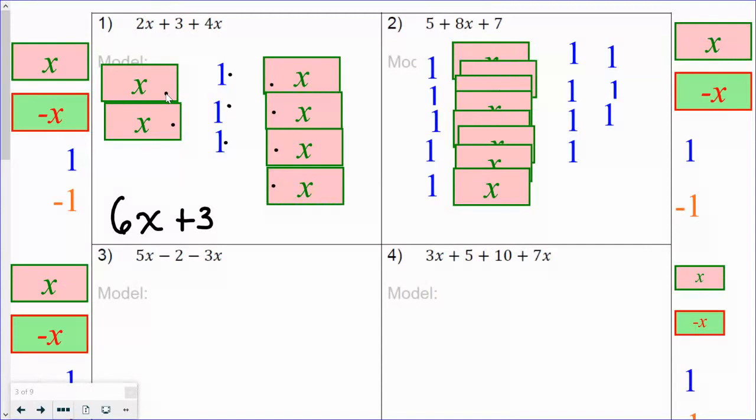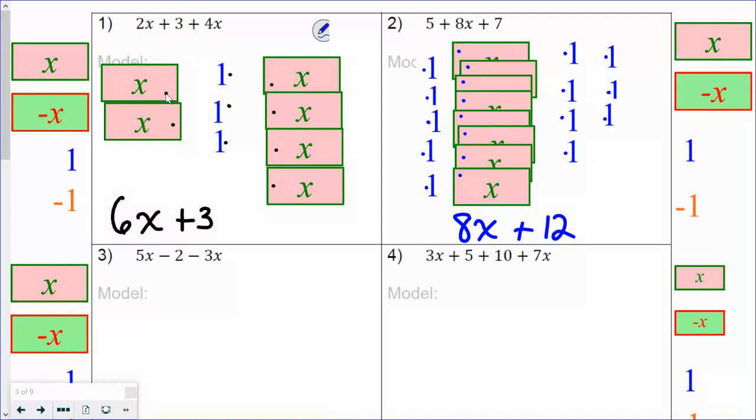So if I was to go through and count how many x's do I have? 1, 2, 3, 4, 5, 6, 7, 8. I still have an 8x. And how many 1s am I adding? 1, 2, 3, 4, 5, 6, 7, 8, 9, 10, 11, 12. And our expression is simplified because we combined those like terms.